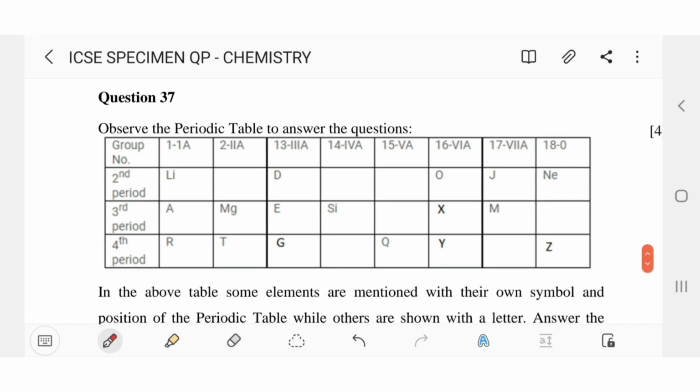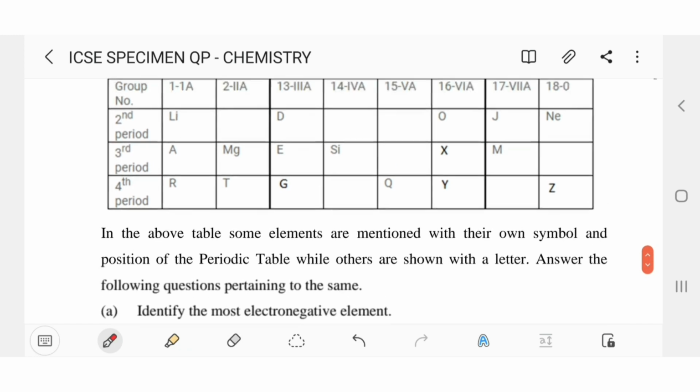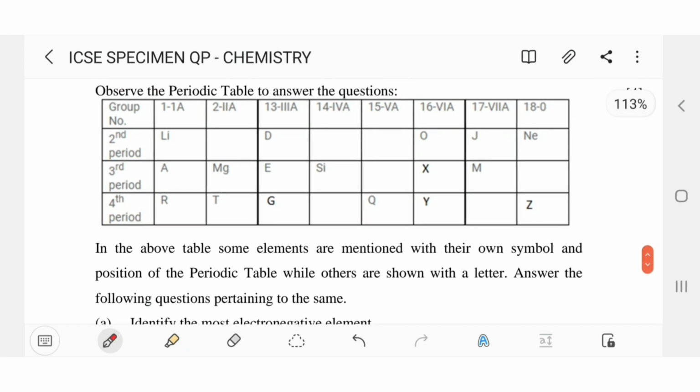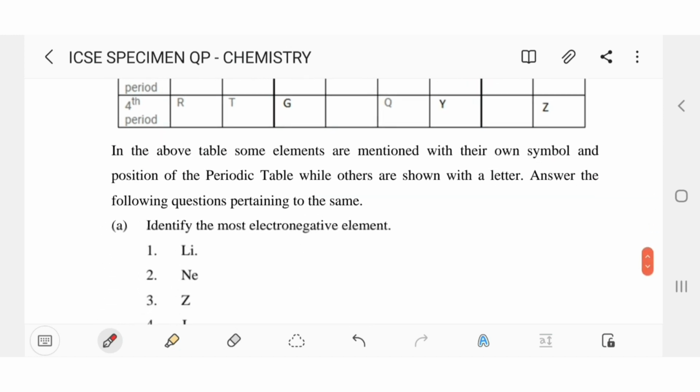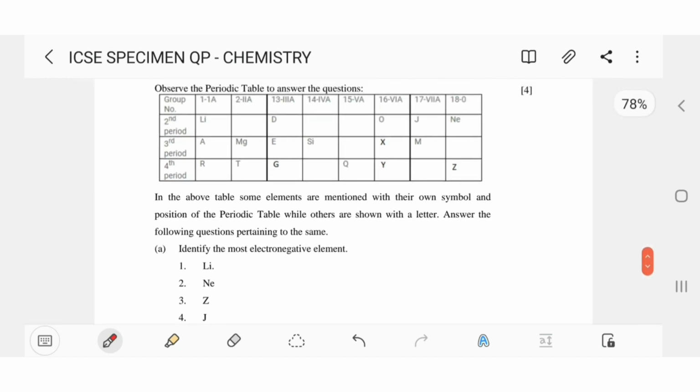Observe the periodic table to answer the questions. In the above periodic table, some elements are mentioned with their own symbol and position of the periodic table. So position and symbol name for some elements is the same, while others are shown with a letter. Answer the following questions pertaining to the same. A1. Identify the most electronegative element. It is J. Why? Because J is fluorine. Because it is beside neon. J is beside neon, so it will be fluorine, which is the most electronegative element in the whole periodic table.